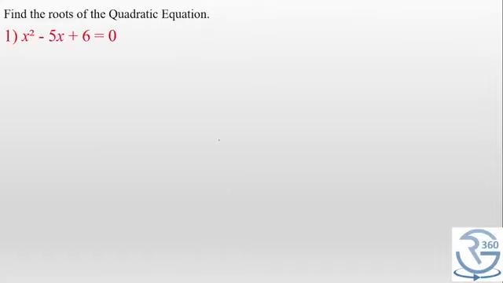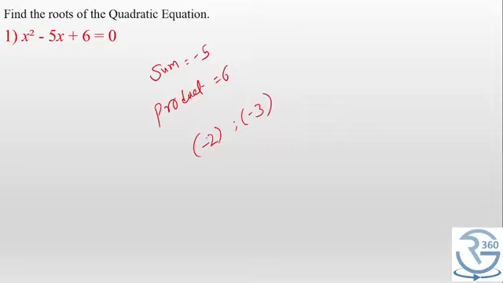Find the roots of the quadratic equation x square minus 5x plus 6. We are going to solve this by splitting the middle term. I want the sum as minus 5 and the product as 6. So I'm going to use minus 2 and minus 3, because minus 2 plus minus 3 is minus 5, whereas minus 2 multiplied by minus 3 is 6. So I'm going to split this as x square minus 2x minus 3x plus 6 is equal to 0. Now I can directly write the roots as x is equal to 2 and x equal to 3.